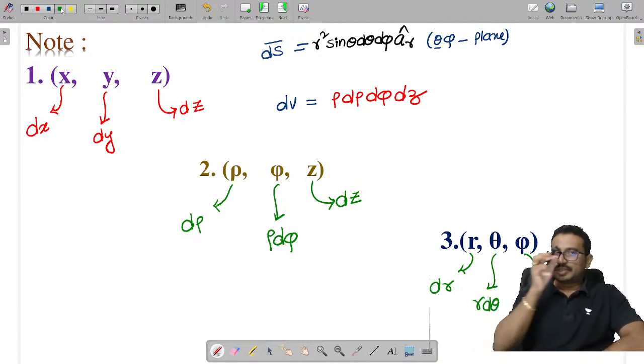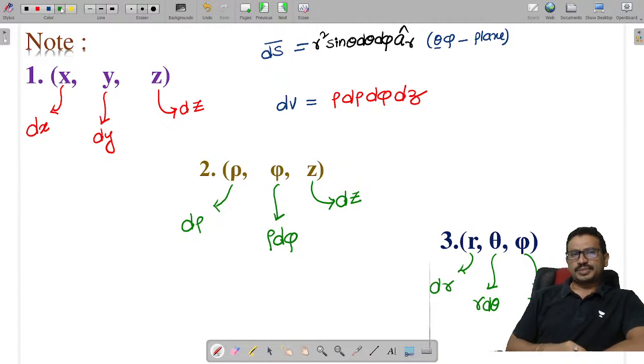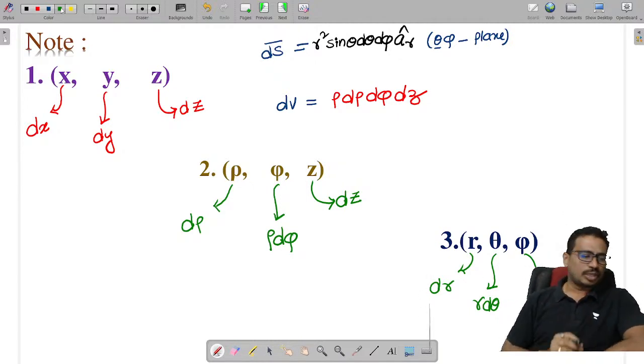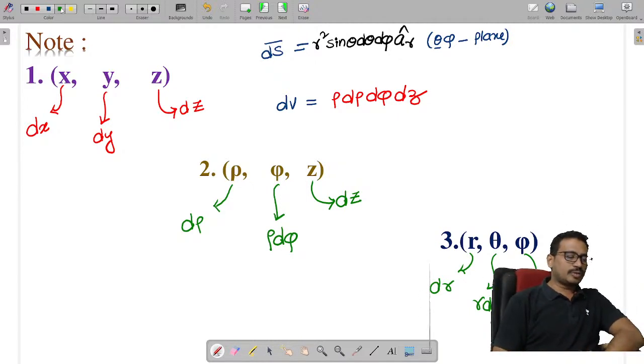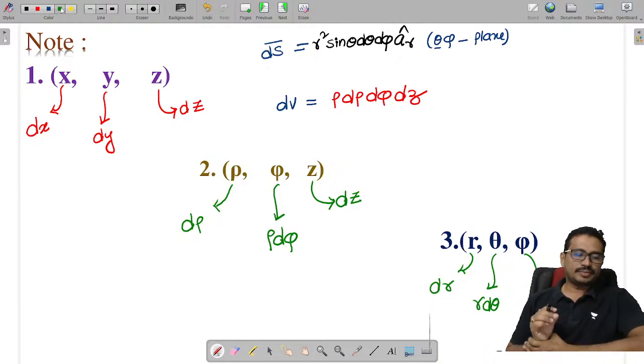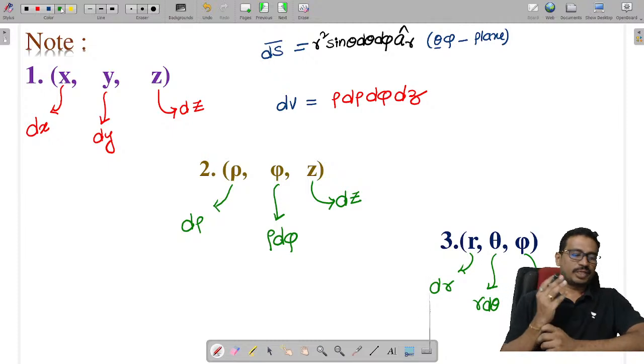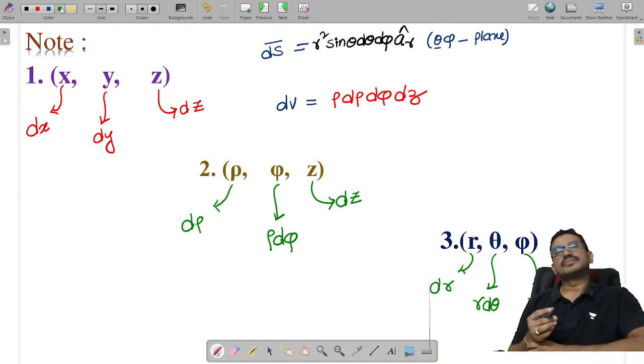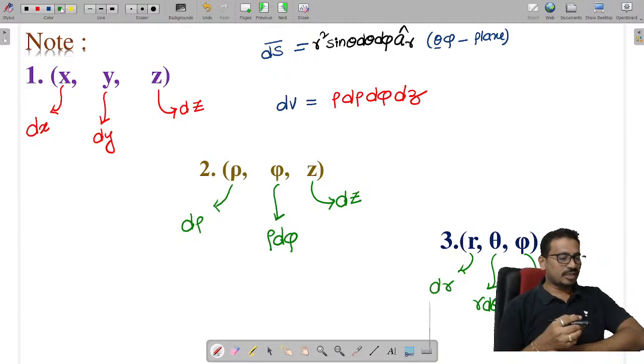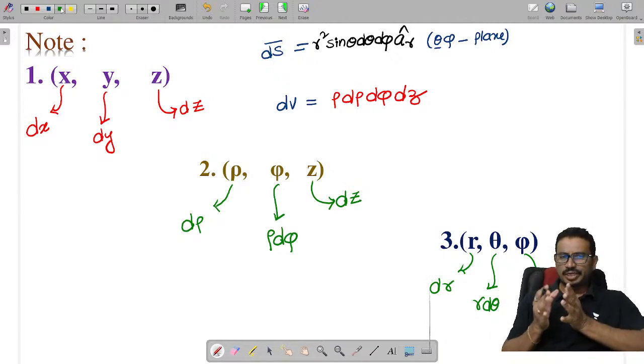Now, among all these coordinate systems, which coordinate system do you like? Tell me. Of course, everybody will say the Cartesian system. Yes, say it. Everybody will say the Cartesian system. Fine.